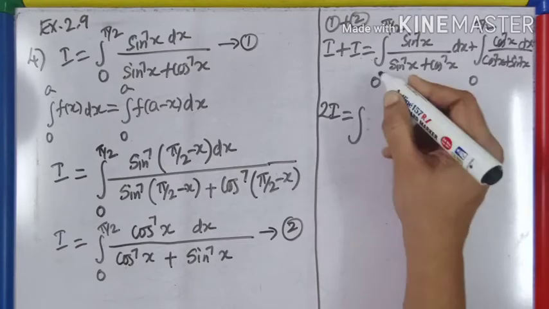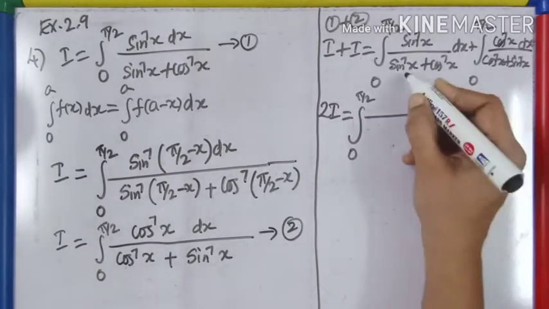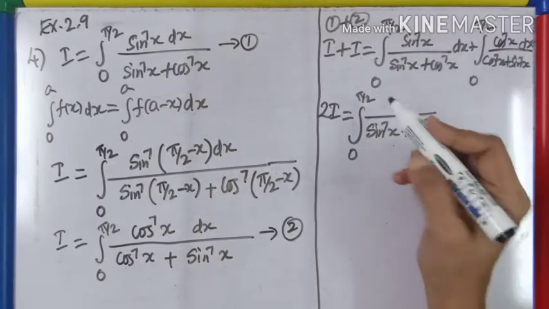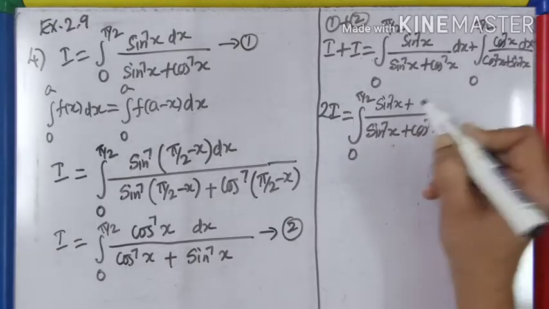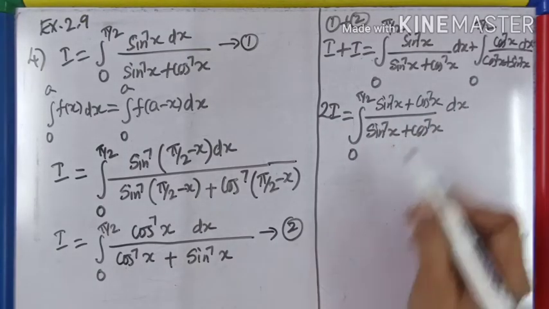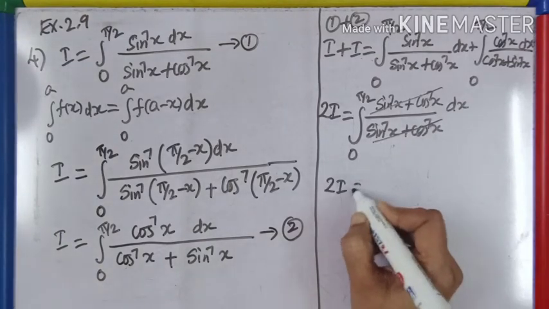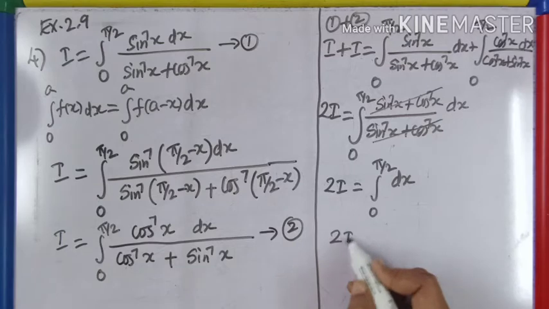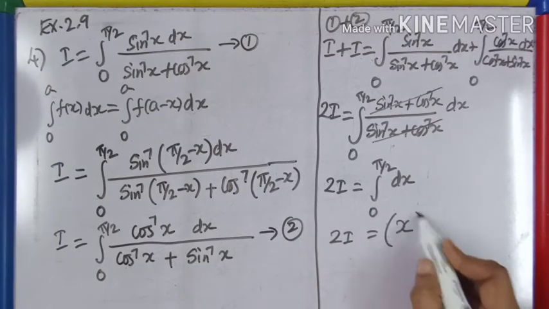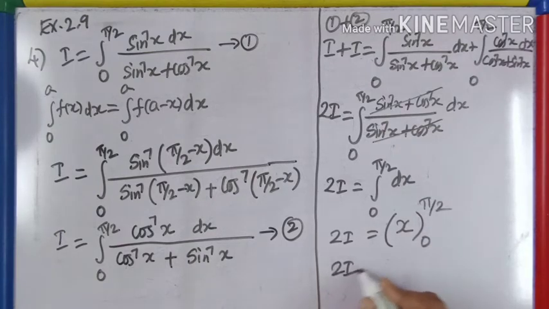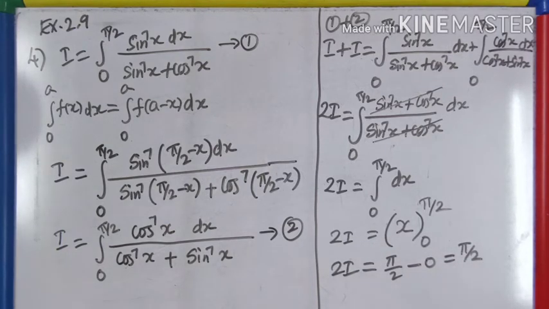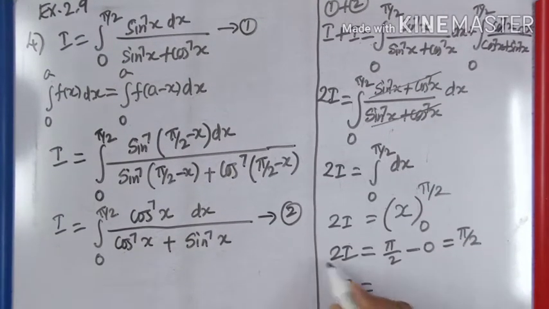I plus I is 2I. Integral is common. So let me write one time. The denominator is same. It is sine power 7x plus cos power 7x. Add the numerators. Here it is sine power 7x and here it is cos power 7x dx. I can cancel. So I am left with integral 0 to pi by 2 dx. Integral and differential gets cancelled. So integral dx is nothing but x between the limits 0 to pi by 2. Wherever x comes, put upper limit minus lower limit, and that is only pi by 2. If 2I is pi by 2, I will be pi by 2 into 2, that is pi by 4, and that is the answer.